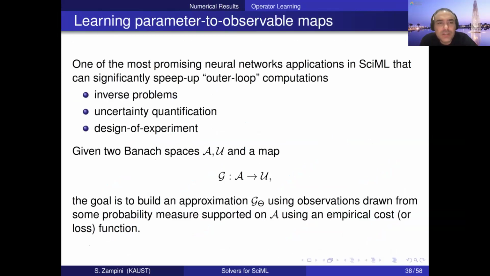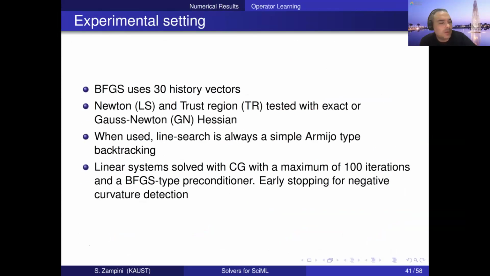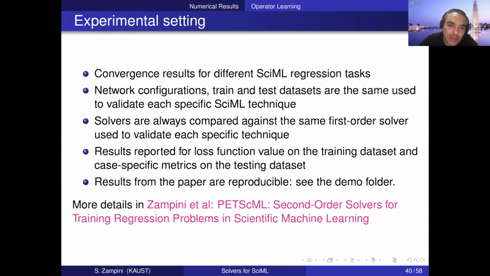So to finish, the operator learning, I will go fast because I guess it's the last 5 minutes or so. All the latest results for operator learning are in this paper that just appeared in the ACM journal, and if you are interested, you can see all the results with more details.